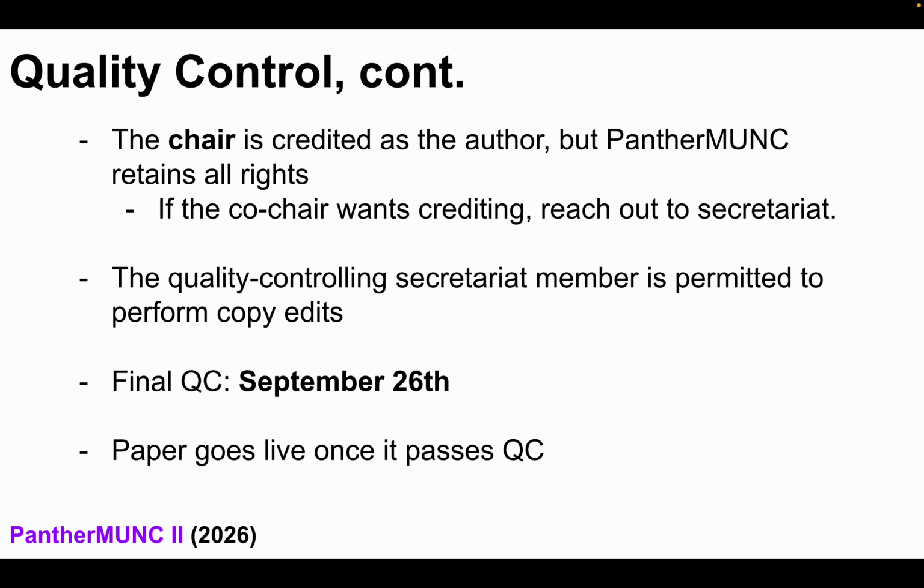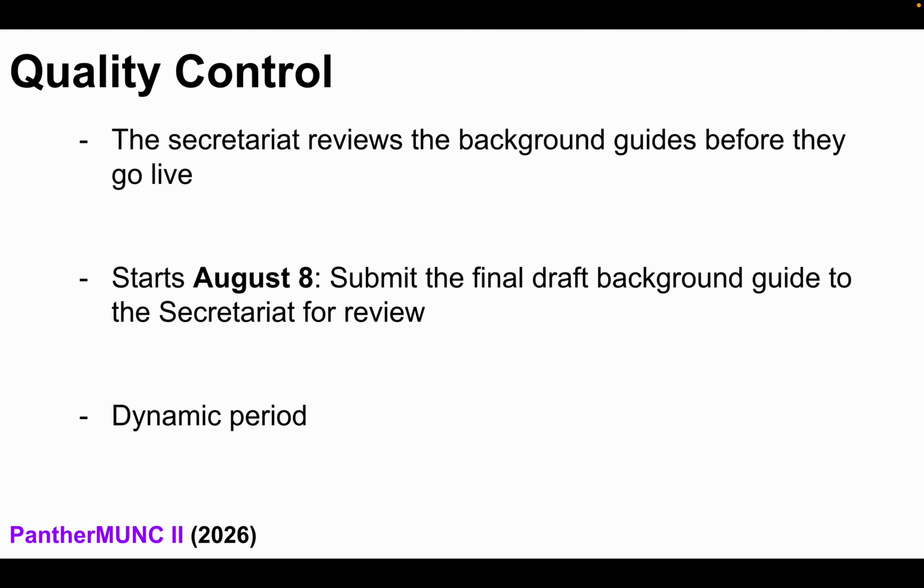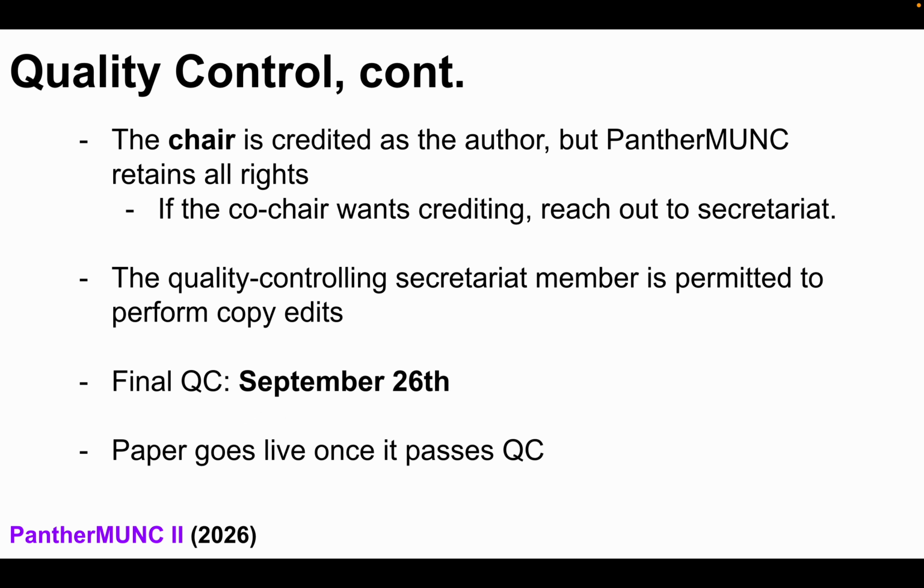Sorry. The final quality control is on September 26th. So if you notice, from August 8th to September 26th, it's about 2 months. That's 8 weeks. And so really during that period, they're going back and forth. Once your paper passes, it goes live on the website.